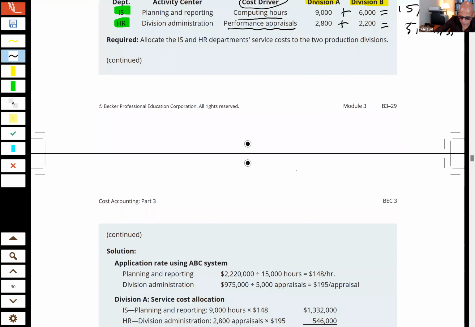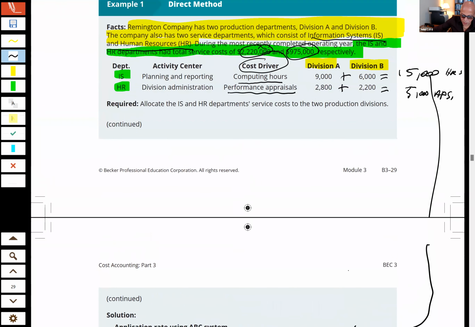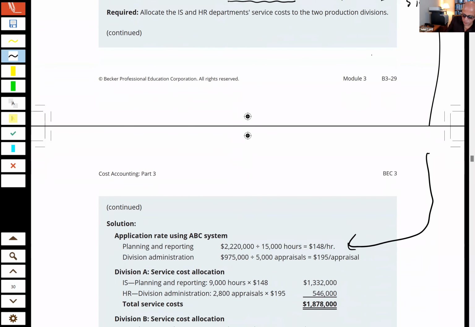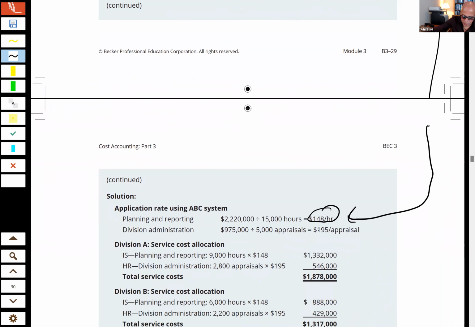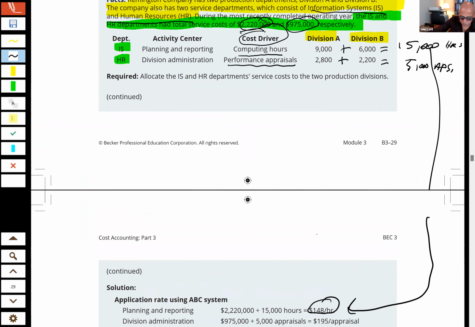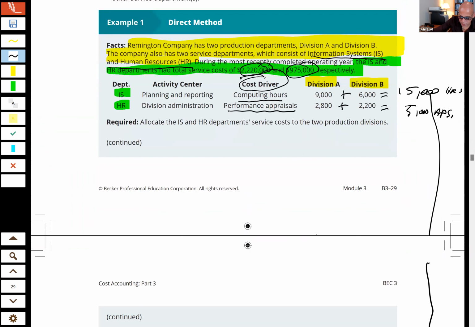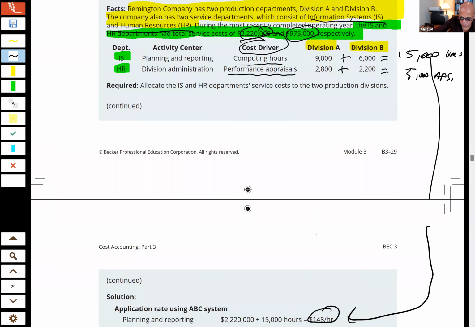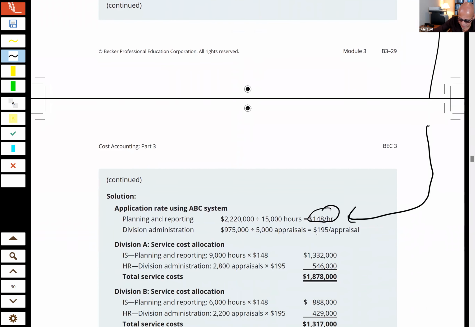So we come over and we have what? We have our 15,000 hours coming from up there. Okay, we got our 15,000 hours. The cost was what? The cost was 2,200,000 for the IS department, right? Okay, so we come over and we come up with $148 per hour for the computing hours for the planning and activity reporting for the IS department.